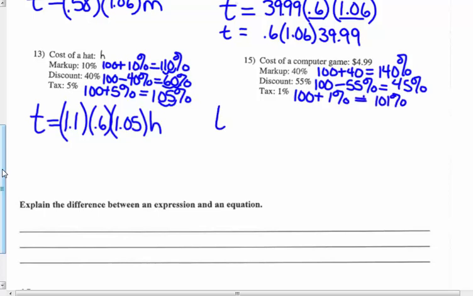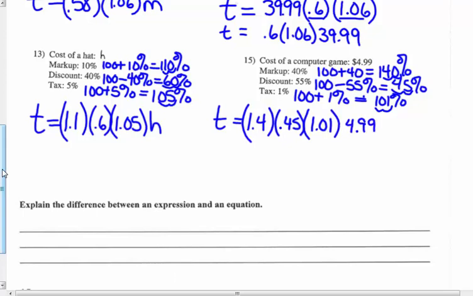So the total cost of the computer game, I'm going to pay 1 4/10 for the markup, 45/100ths for the discount, and 1 1/100th for the tax, times that $4.99.